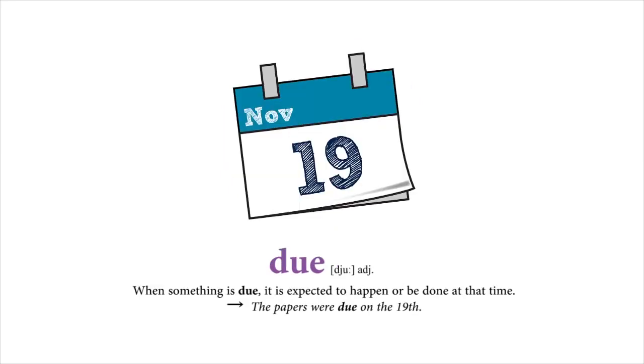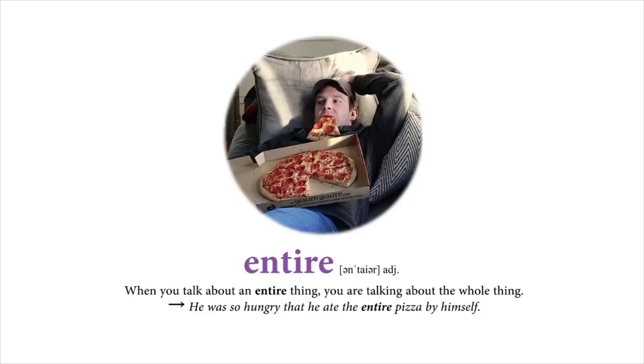Due. When something is due, it is expected to happen or be done at that time. The papers were due on the 19th. Entire. When you talk about an entire thing, you are talking about the whole thing. He was so hungry that he ate the entire pizza by himself.